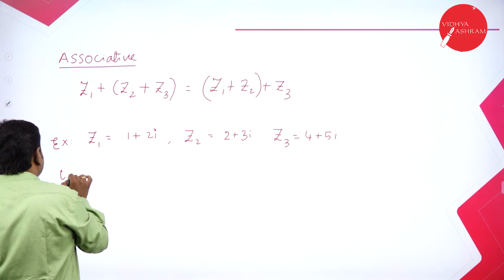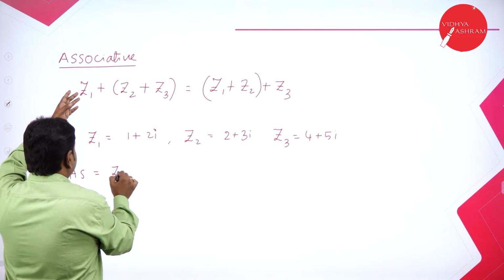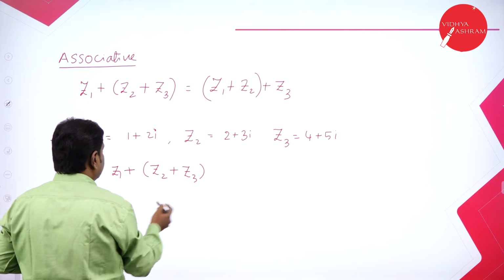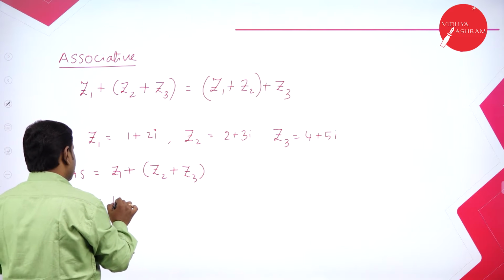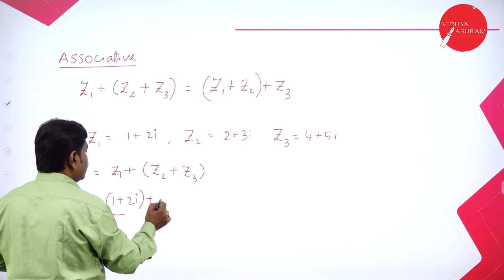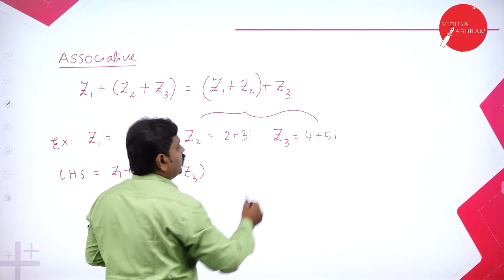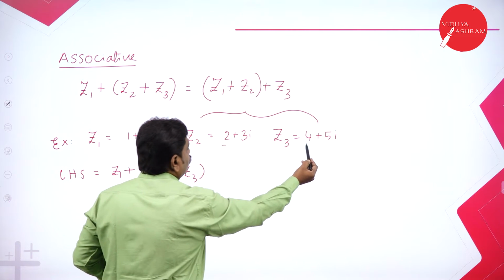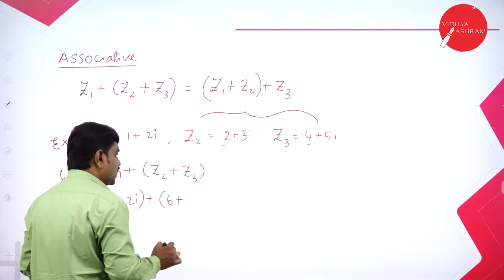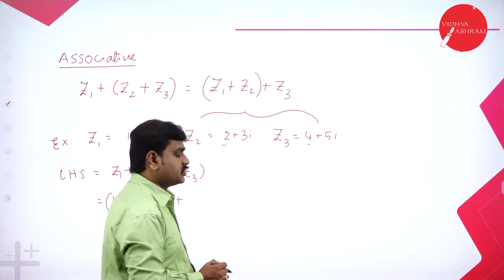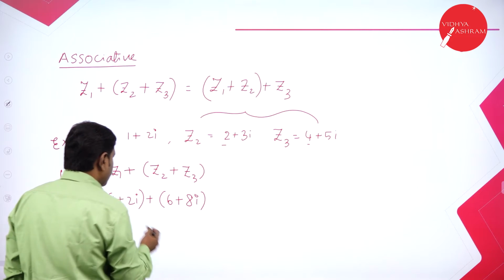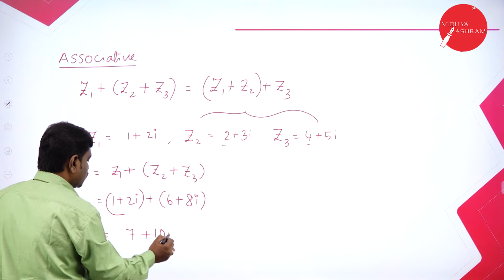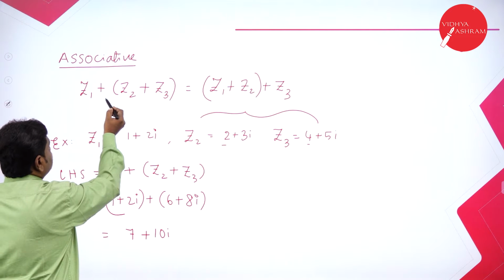But now I'll do LHS. I'll find z1 plus z2 plus z3. Let us perform this. So z1 means 1 plus 2i. I need to add it to z2 plus z3. If I add these two, how to add two complex numbers? Add the real part plus i times add the imaginary part. That is 2 and 4 you add. 2 plus 4 is 6, plus add the imaginary part, 3 plus 5. 3 plus 5 is what? 8. 8i. Now you need to add this. How to add? 1 plus 6, 7, plus 2 plus 8, 10i. So now you got LHS, that is z1 plus z2 plus z3.